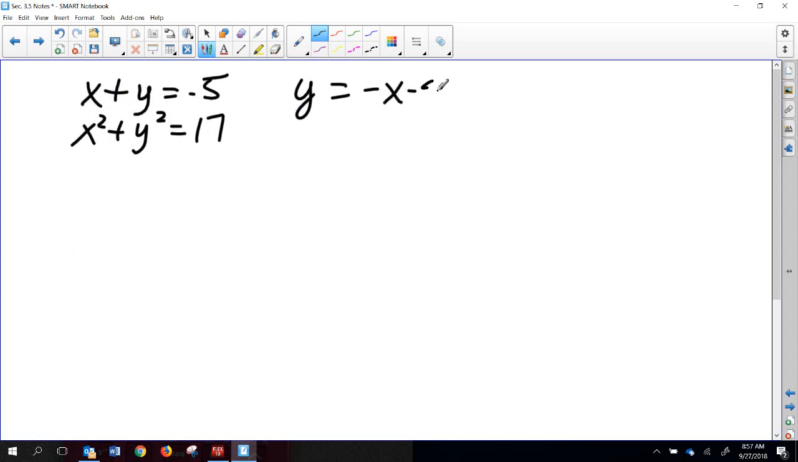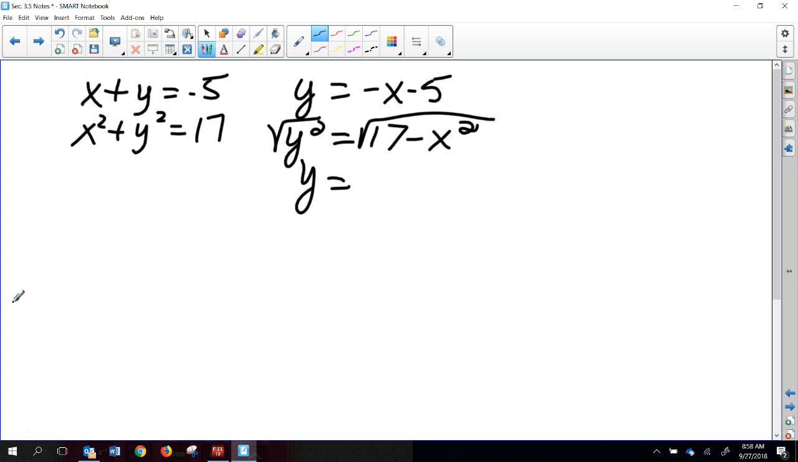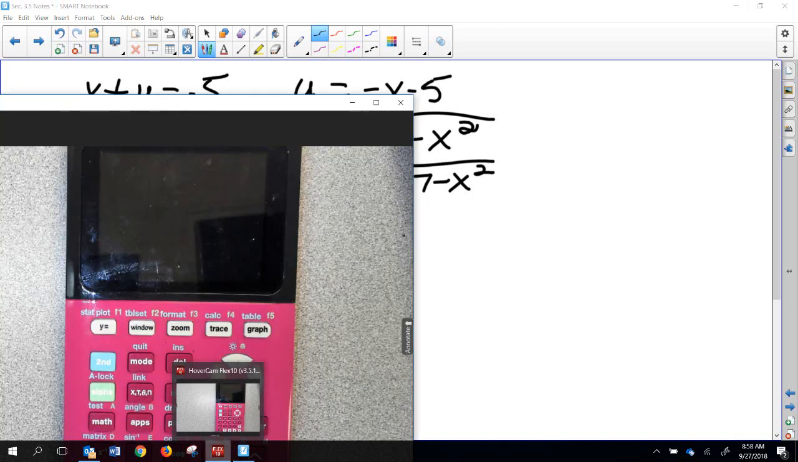Right, -x minus 5. If I'm solving this one for y, I'm going to get y squared equals 17 minus x squared. How do I solve it for y, though? I have to do what? Take the square root. And what do I have to put in front when I take a square root on an equation? Plus or minus. So how many equations do I truly have? Not 2, but 3. So I have 3 equations that I'm going to have to put in. So try putting these in now into your calculator.